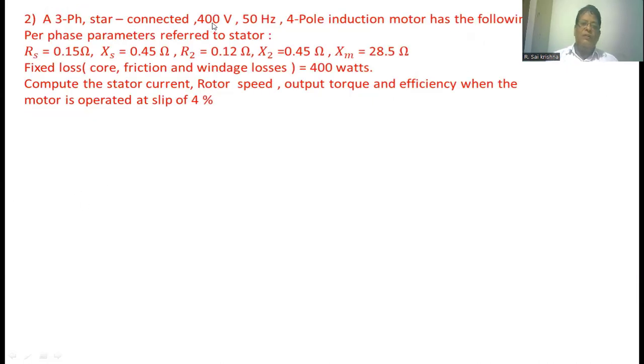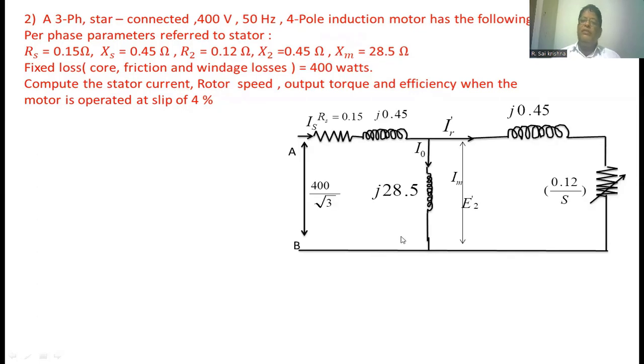A three-phase star connected, 400 volts, 50 Hz, 4-pole induction motor has the following per phase parameters referred to the stator: R_S equals 0.15 ohm, X_S equals 0.45 ohm, R2 equals 0.12 ohm, X2 equals 0.45 ohm, magnetization reactance equals 28.5 ohm. Fixed losses are given, 400 volt. Compute the stator current, rotor speed, output torque, and efficiency when the motor is operating at a slip of 4%. This is the equivalent circuit of the induction motor. These are the parameters given in the numerical.